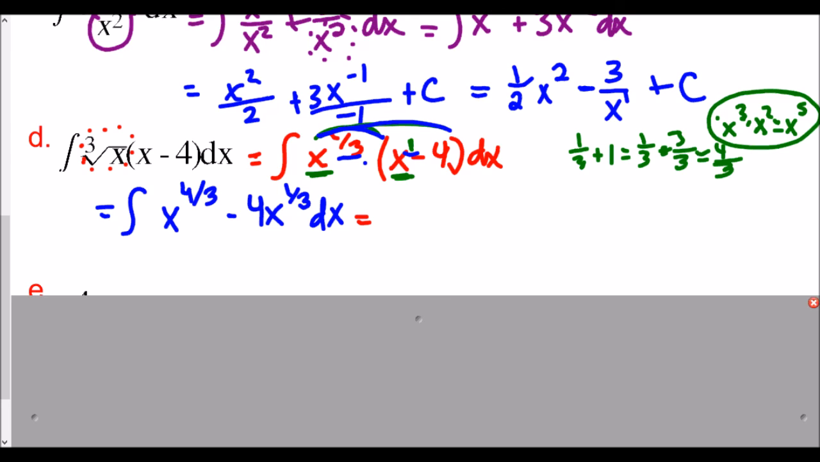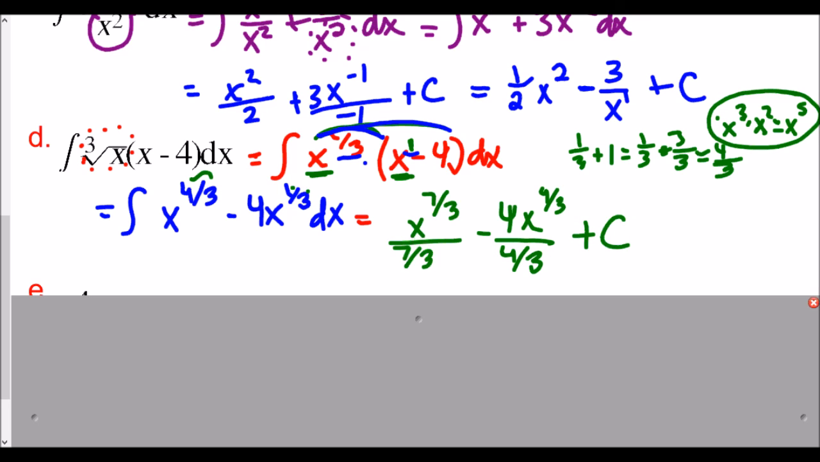So we're going to add 1 to this exponent. So remember our shortcut is 3 plus 4, so it'll be 7/3 on x, and we divide by 7/3. And then 1 plus 3, so this will be minus 4, and we'll have x to the 4/3 divided by 4/3. We get to the end, and we have a plus c.